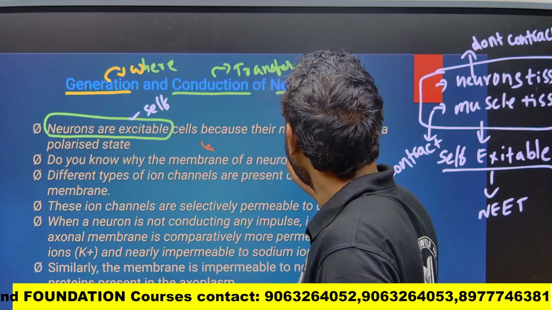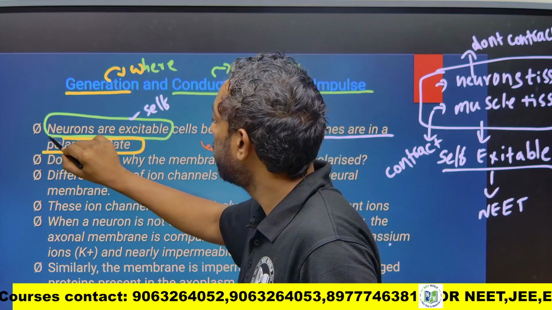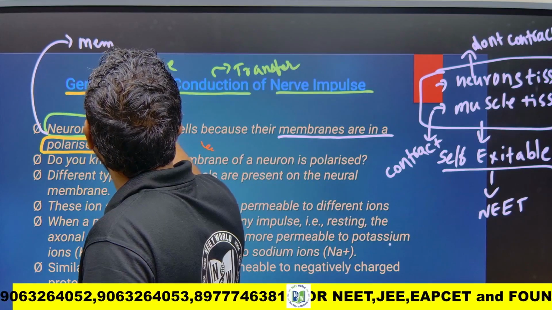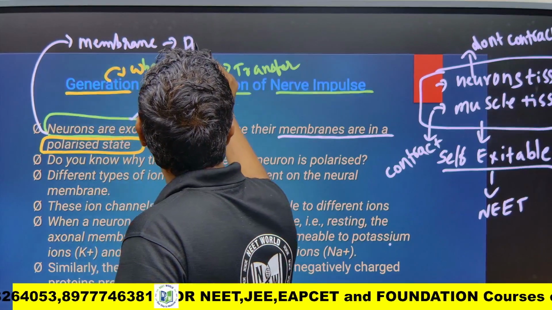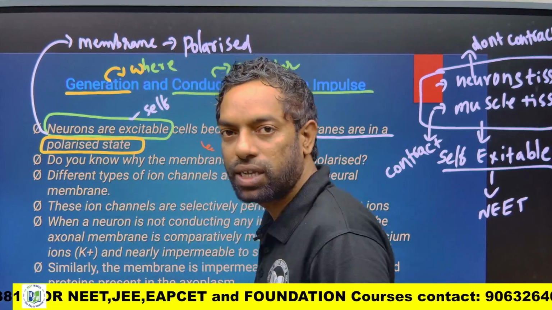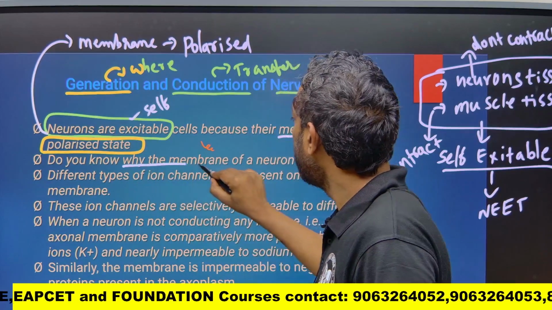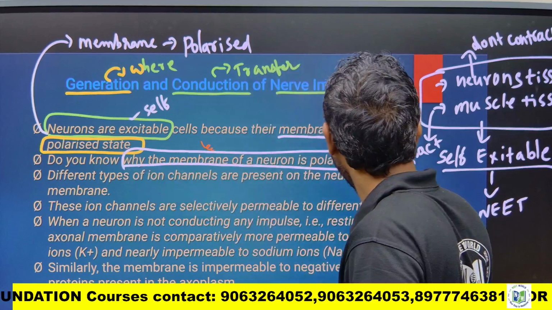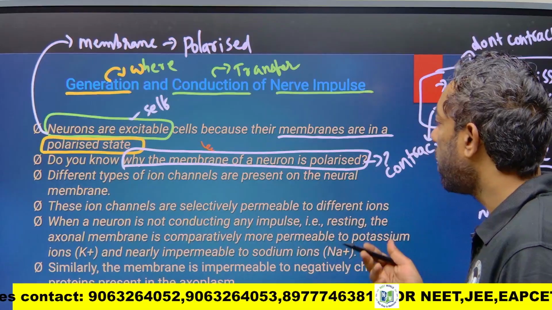They can maintain the membrane in a polarized state. We will discuss what polarity and polarized mean. Do you know why the membrane of a neuron is polarized? This is a question for NEET: why is the membrane of the neuron polarized?